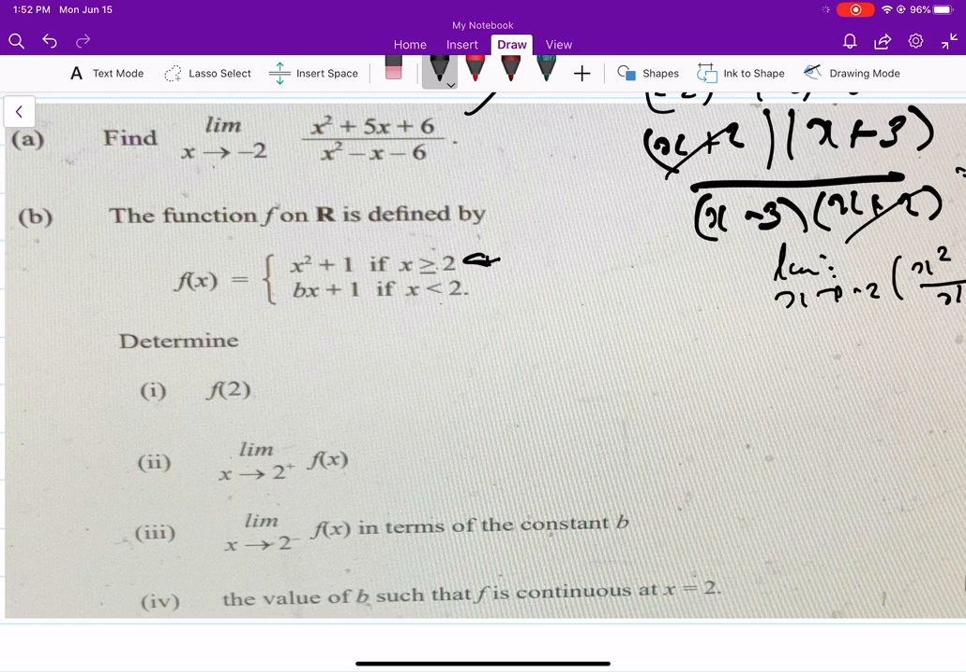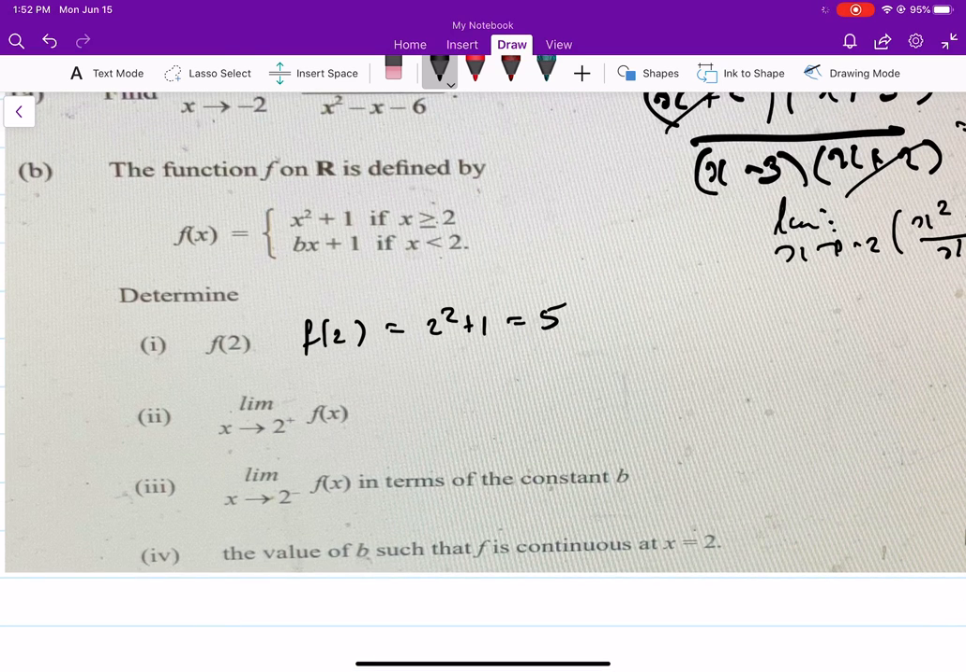Right there. That's the only part of the function that exists when x is equal to 2. Okay? So f of 2 is equal to 2 squared plus 1, which is 5.